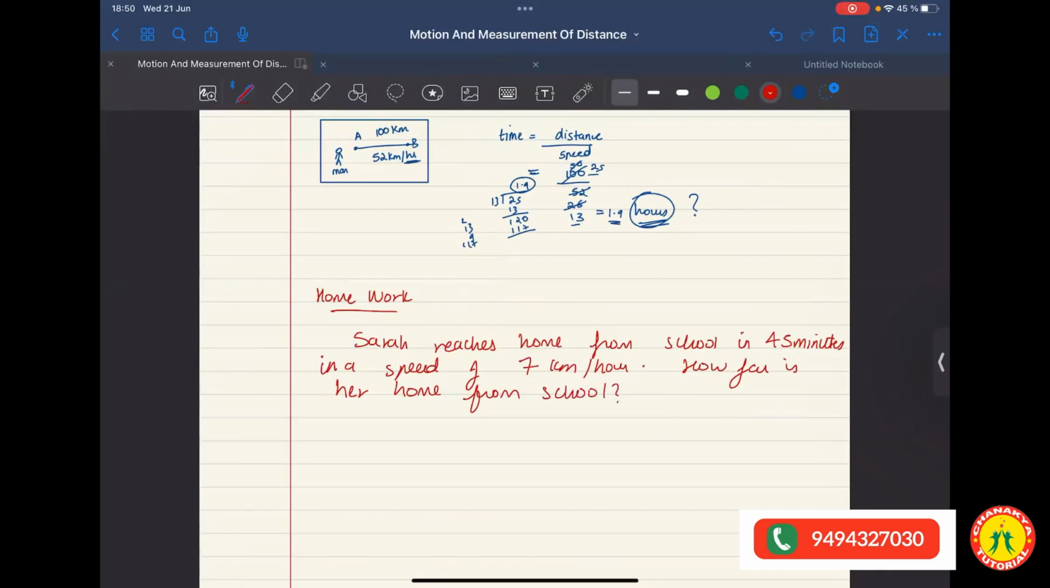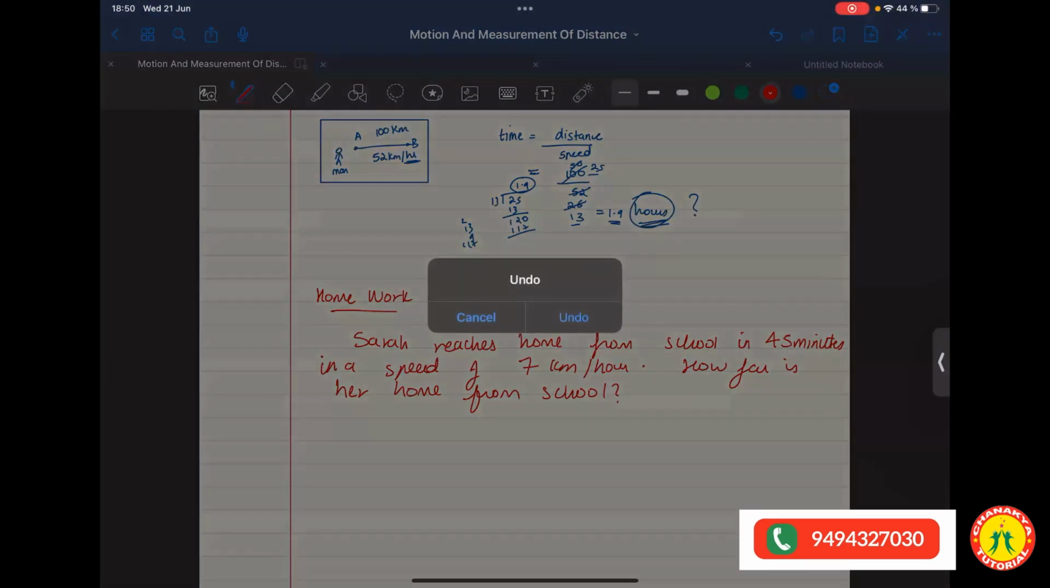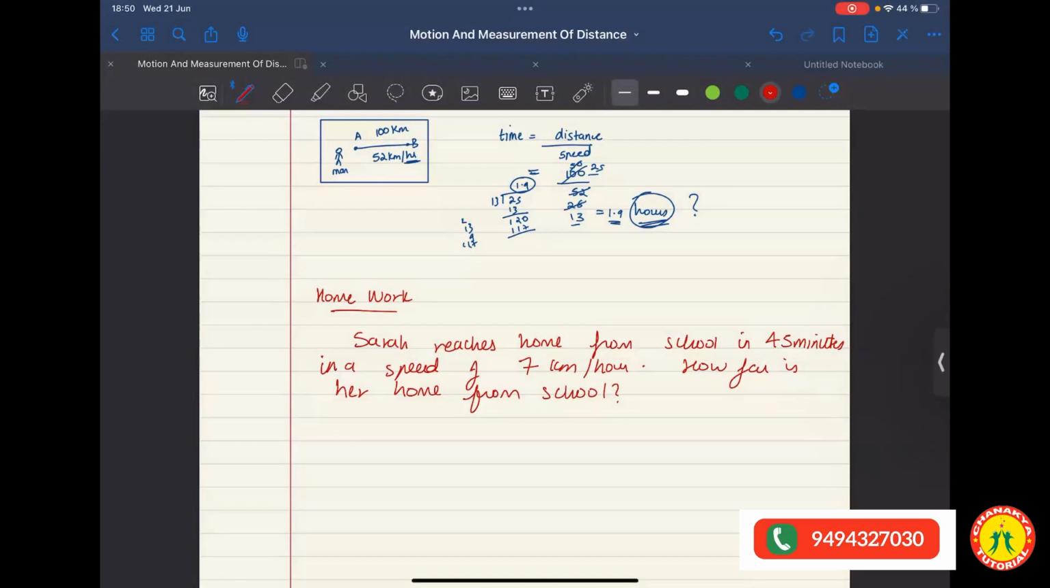Note down the homework. Once you're done, you can leave the class. If there's any doubt, please ask me. Ma'am, what is it? Sarah reaches home from school in 45 minutes at a speed of 7 km per hour. How far is her home from school?